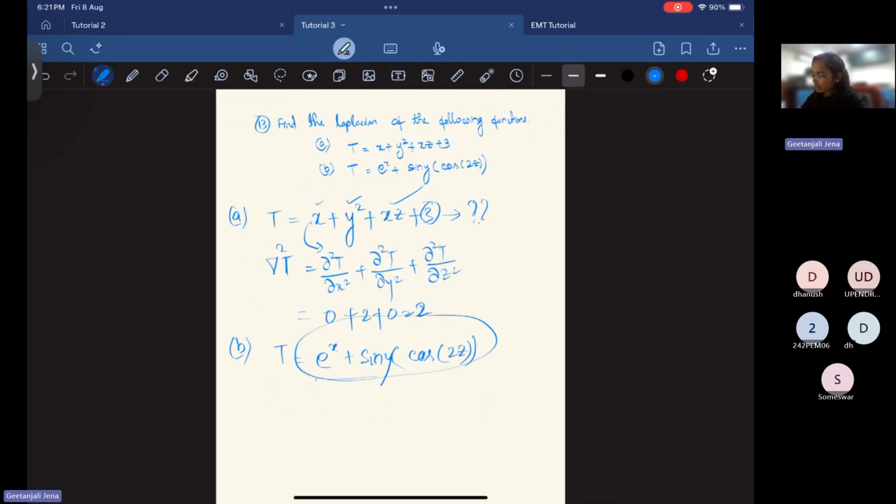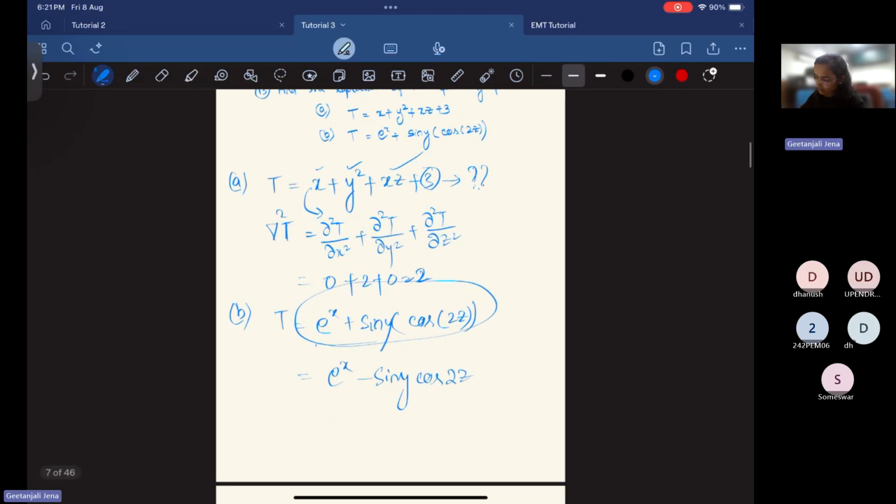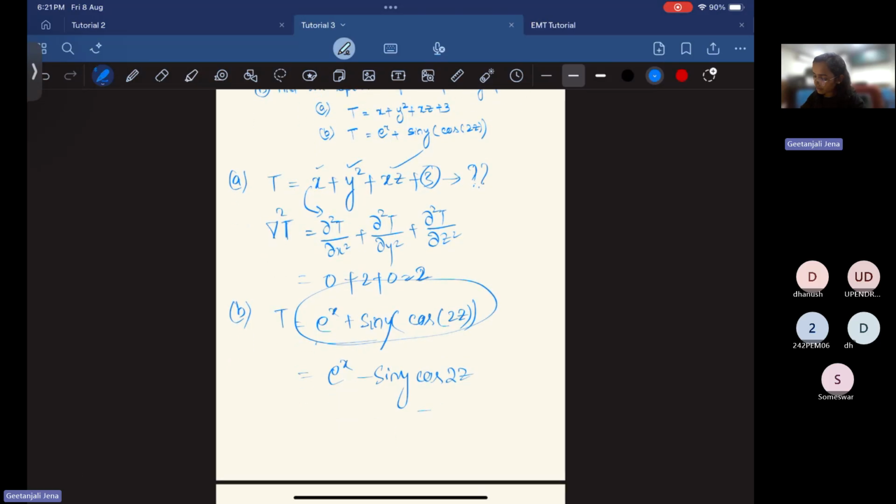Okay, for this one, it's easy. The double derivative of e to the power x will give e to the power x, and the double derivative of sin y will give minus sin y. So minus sin y cos 2z, and the double derivative of cos 2z will give minus 4 sin y cos 2z. So this will be e to the power x minus 5 sin y cos 2z.